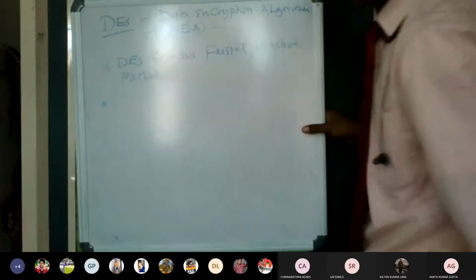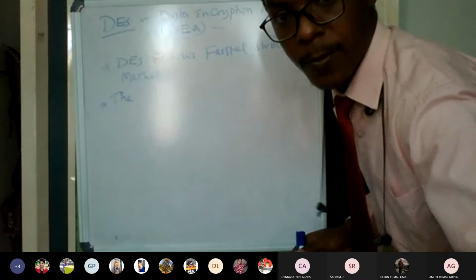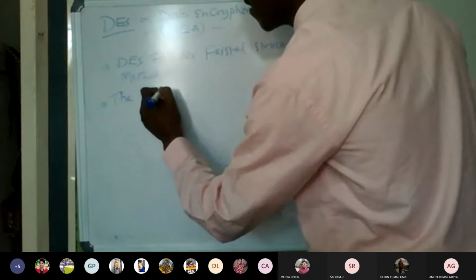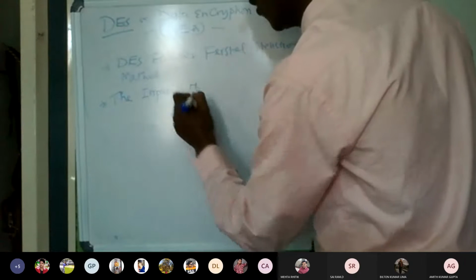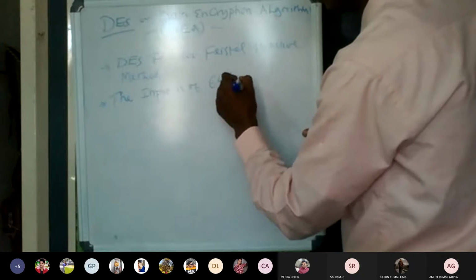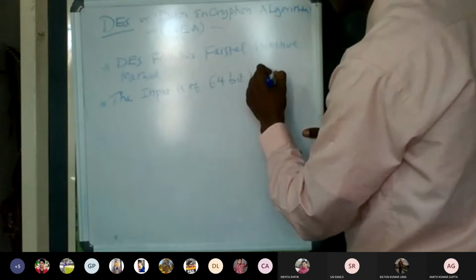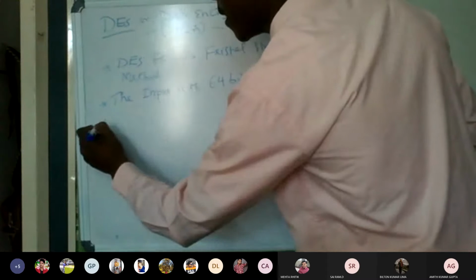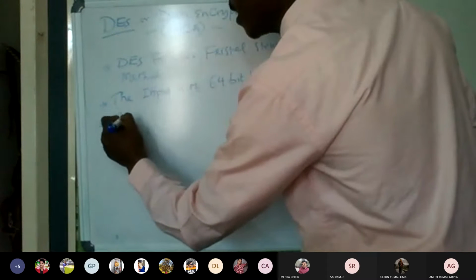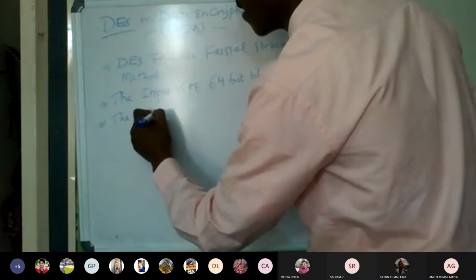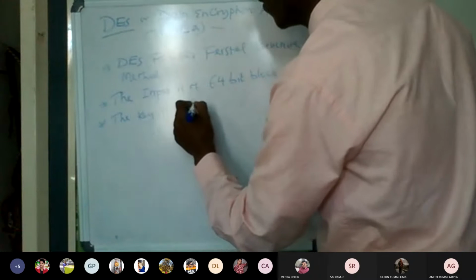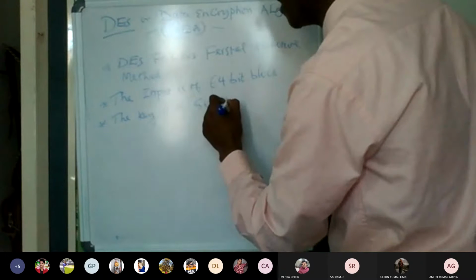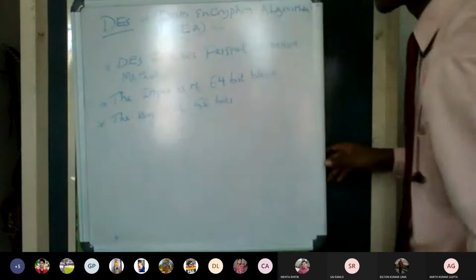Number two, in the Data Encryption Standard, the input is a 64-bit block. Second, the input key is 56-bit.